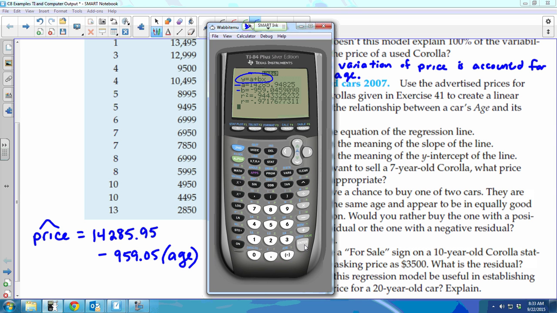Now, again, if you're not given the actual data, you can't do it. It's not that easy. You have to go through the formulas. But if you're given the data, you can use your calculator. And that's completely acceptable to do. Any questions about where that came from? Could you do that again on your own?